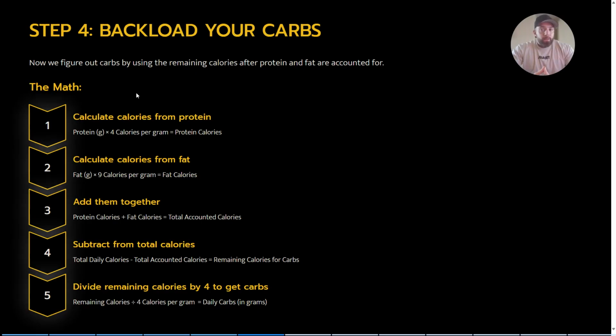So your protein in grams is 4 calories per gram. Fats are 9 calories per gram. Protein calories and fat calories added together equals total accounted calories. Total daily calories minus total accounted calories equals remaining calories for carbs. So carbs have 4 calories per gram, protein has 4 calories per gram, fat has 9 calories per gram.